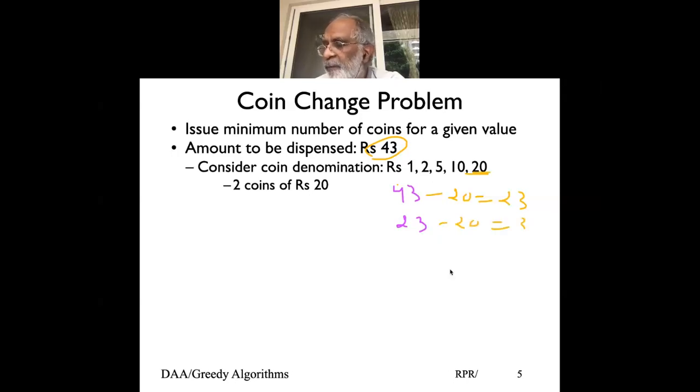Now, can I pick a 10 rupees coin? No, because that will give more than needed. At this point, 40 rupees is done and I'm yet to pay 3 rupees. If I take a 10 rupees coin, I'll end up giving 50 rupees, that won't work. I cannot take a 5 rupee coin, that also won't work. So next I take a 2 rupees coin.